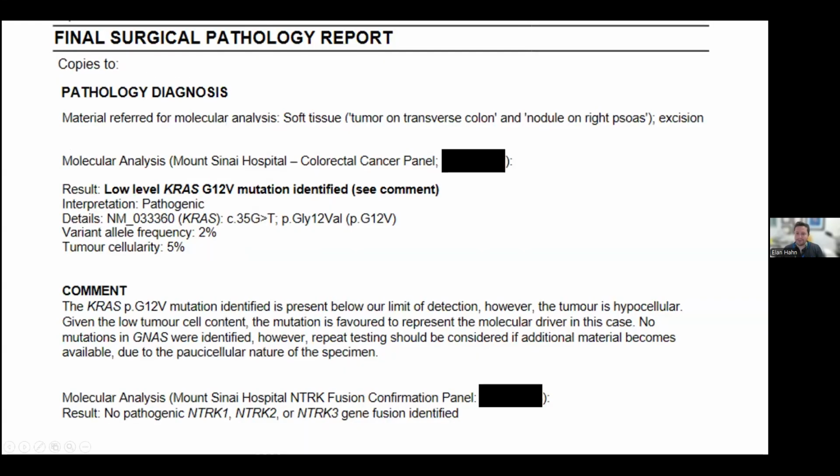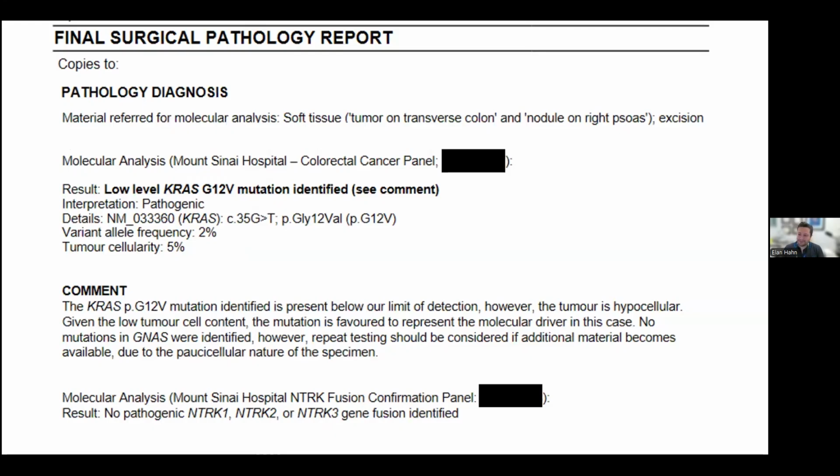So what we did is we reported it with a comment. It does fit the tumor cellularity that we saw. So seeing this mutation at a low allele frequency, I think we're trying to do our best to give the clinicians an answer here.